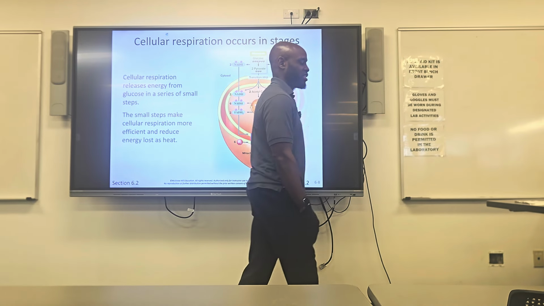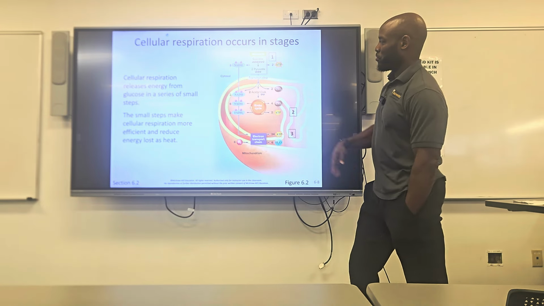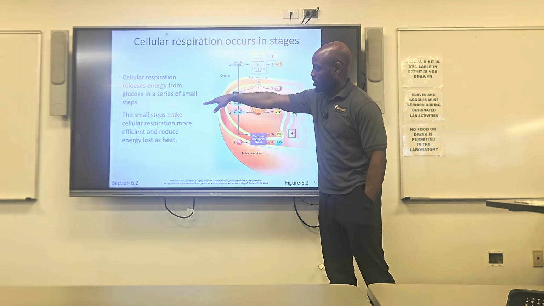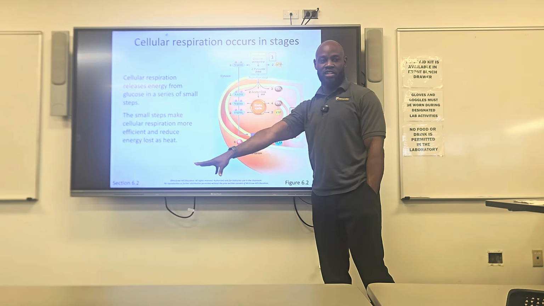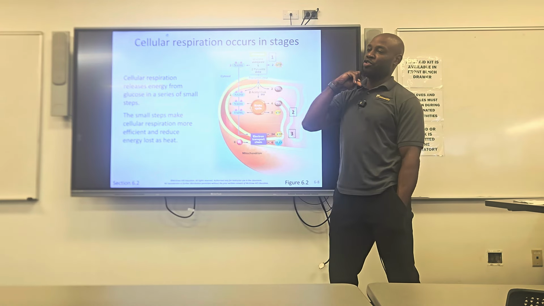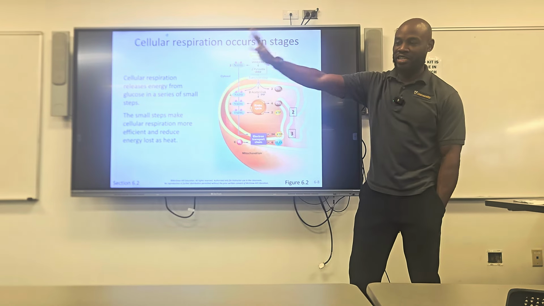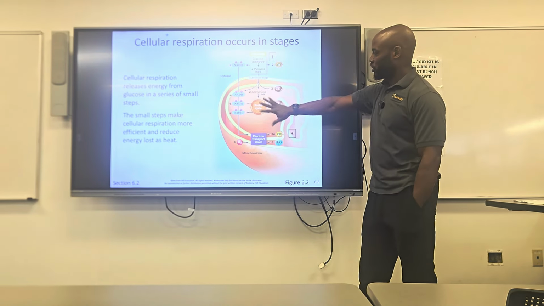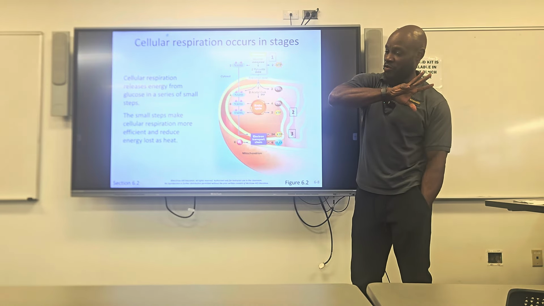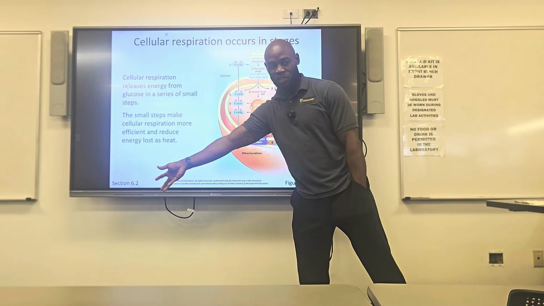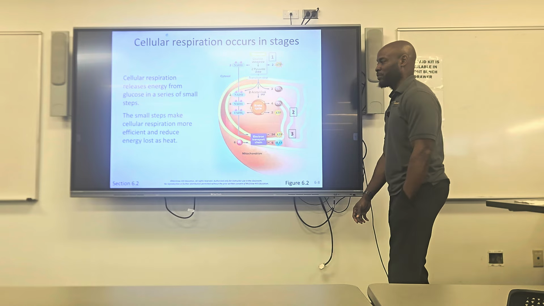Just like photosynthesis occurs in stages, cellular respiration occurs in stages, right? So cellular respiration releases energy from glucose in a series of small steps. So we start off with glucose. We need oxygen. We eventually produce carbon dioxide, water, and ATP, right? So we know the beginning and we know the end, but like I said, there's a whole bunch of little steps in between to get from the food we eat, the air we breathe, to the ATP the cells need for energy, okay? That whole process is called cellular respiration.